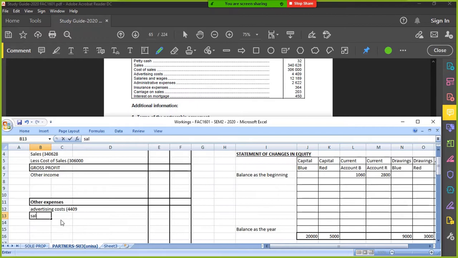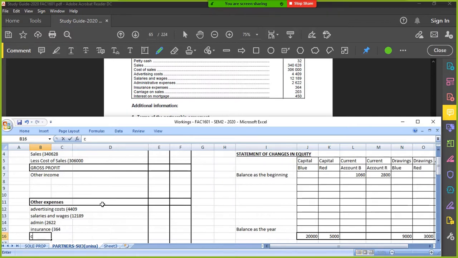Okay, salaries and wages, another expense. Right, these are easy to identify. These should be okay, right? 12,189. Okay, admin expenses, the word is there, expense. Okay, admin, I'm just going to use a short script. Okay, 2,622. Okay, insurance, again, another expense, brackets, 364.